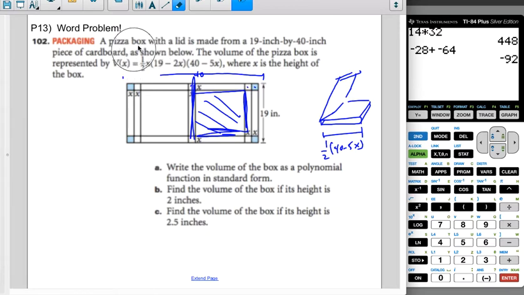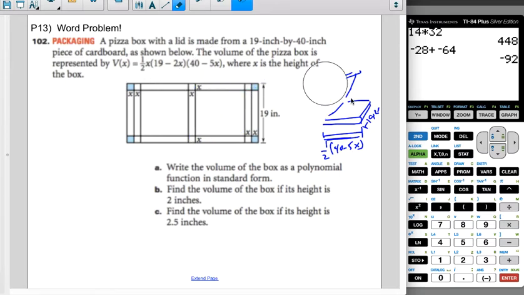I mentioned that because when I looked at the problem, I thought, that's weird. Why is there a 1/2? So basically what's happening is the height of this box is x, the width of this thing is 19 minus 2x, and the length of the box is 1/2 of the 40 minus 5x, just so we're clear on where it comes from. You don't actually have to know where it comes from to do this problem, but I think it's helpful.